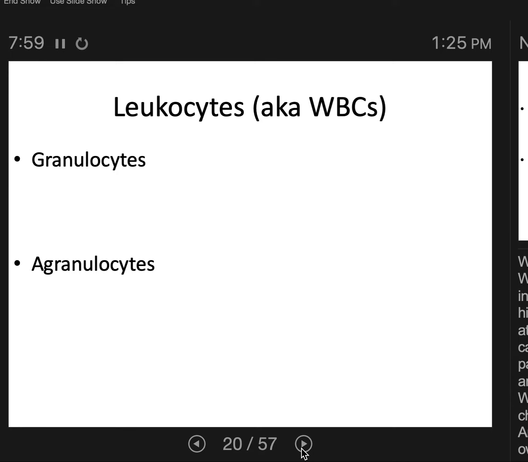Some will have red, some will have lavender, some will have dark blue, and that can help you identify which is which under a microscope, which I'm not going to make you do, but if you take anatomy and physiology too, you will learn to do that. So I'm just going to talk to you about the different kinds. Agranulocytes, you don't see granules when you stain them. They do actually have granules, but their granules don't pick up stains, so you don't see them under a microscope. So that's how we're distinguishing these two.